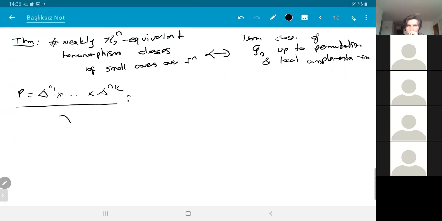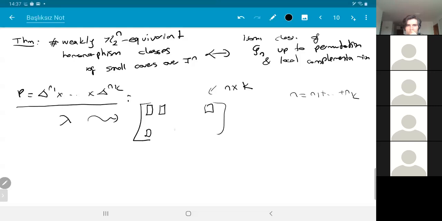Now, let's say lambda is a characteristic function, then we can associate its matrix. It is an n by k matrix, where k is the number of simplices that occur in the product, and n is the sum of the n_i. Then you can see this matrix as a k by k vector matrix, where v_ij is in Z2 to the n_i.